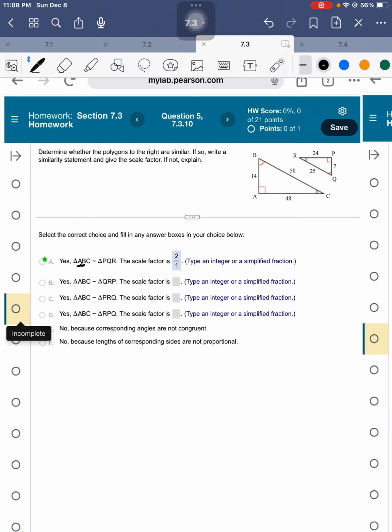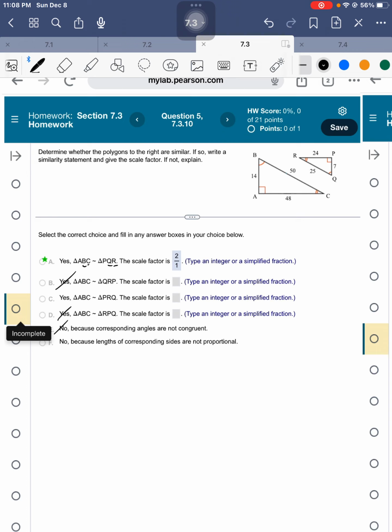So what is A? A is the right angle. So what's the right angle over here? P. Okay. So I know that the first one is still good so far. Okay, is B to Q? B is the 1 arc, Q is the 1 arc, C is the 2 arc, and R is the 2 arc. So that's good. So that means this is automatically wrong, and this is automatically wrong.